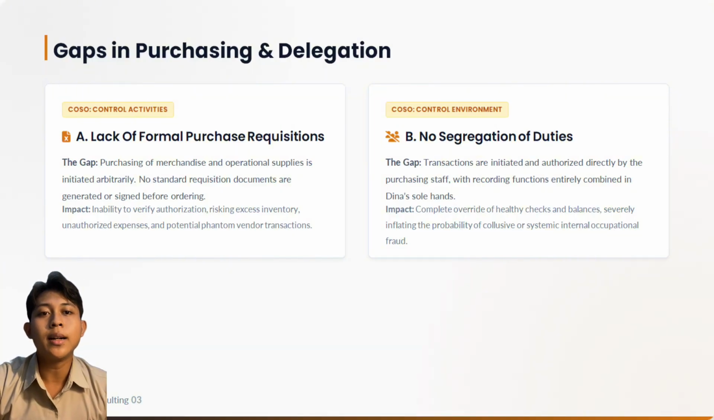This causes the company to lose control over its expenditure rate as purchases are made solely based on verbal or impulsive estimates without proper inventory planning.